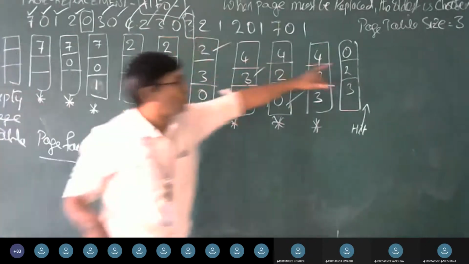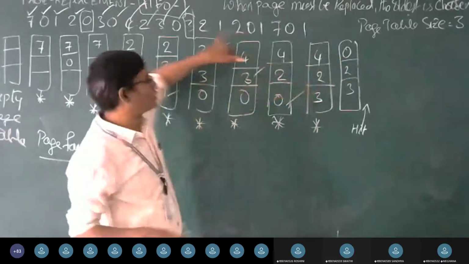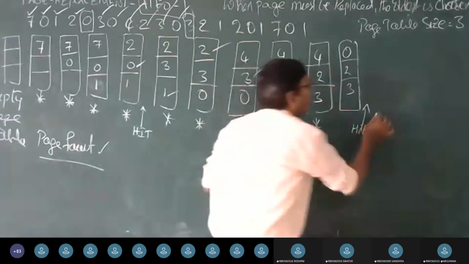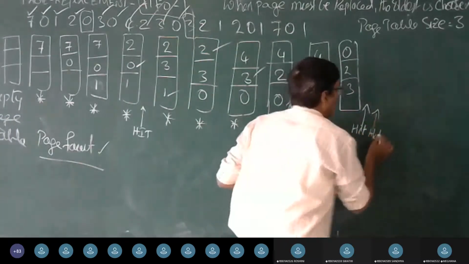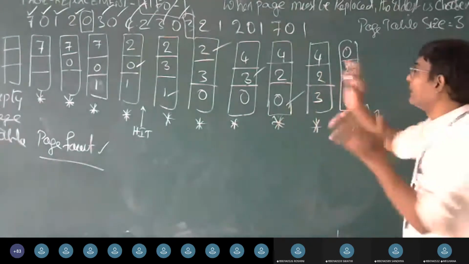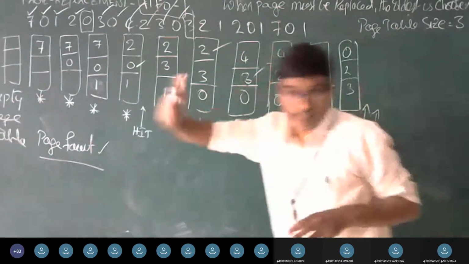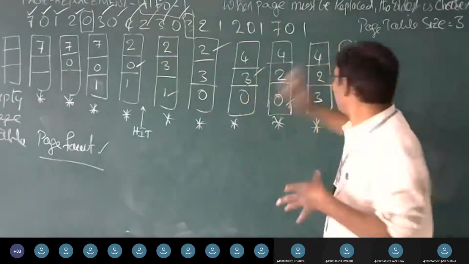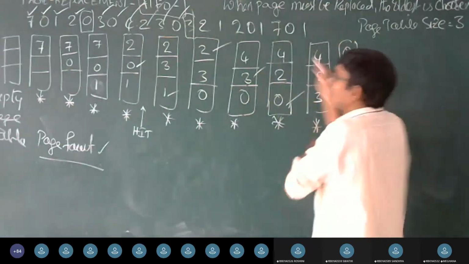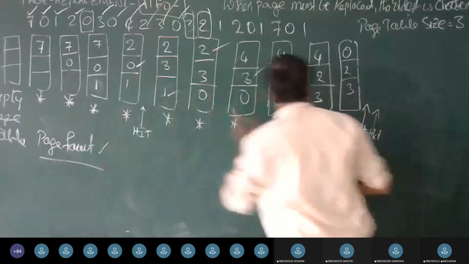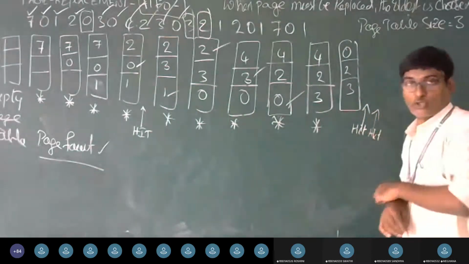Next one. Is 2 equal to 0? No. Is 2 equal to 2? Yes. That means the search was successful. Again, there was one more hit and the CPU will get the page inside the page table. You will not go for primary memory or secondary memory to pick up the page. It is available with itself. So again, in this case also, there is no question of page fault. So again, there are 2 hits.